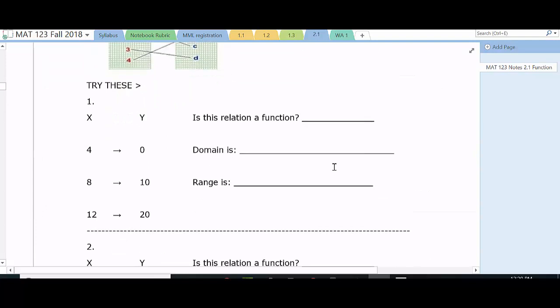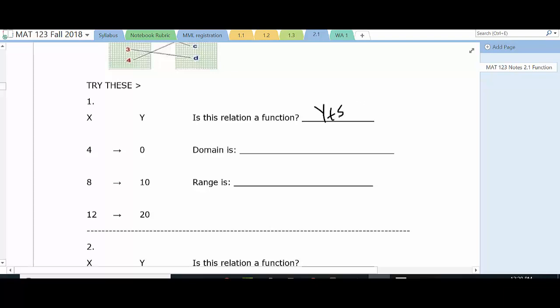Now, on this number 1, the other thing I want you to do is this. Let's just do number 1 together. So what do you think, function or not a function? What do you think? Okay, what did I say the domain was? X's. What did I say the range was? Y. So let's just do this one together. Okay, that one's a function.